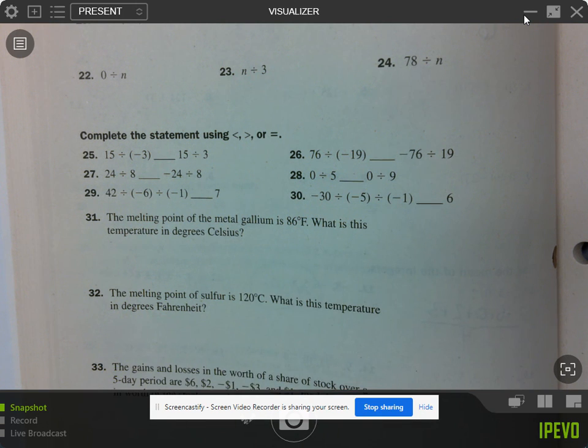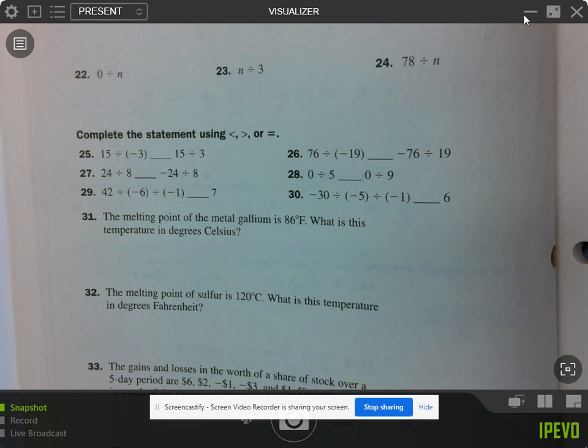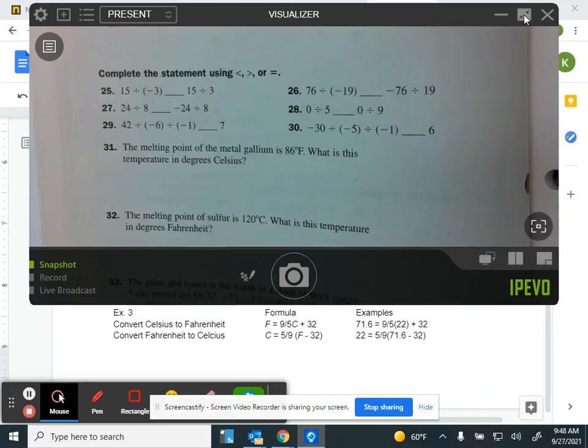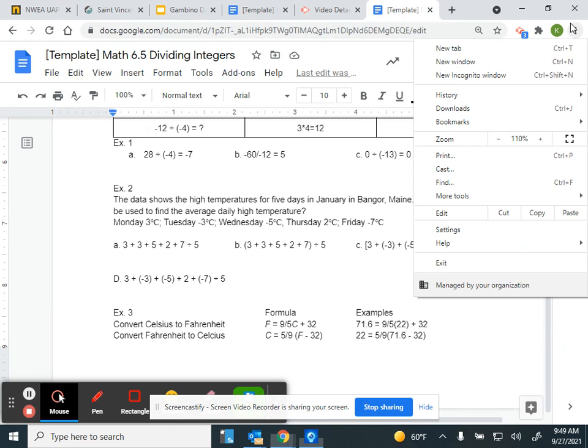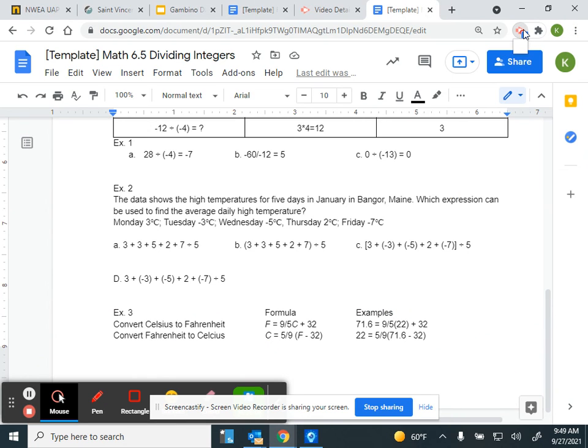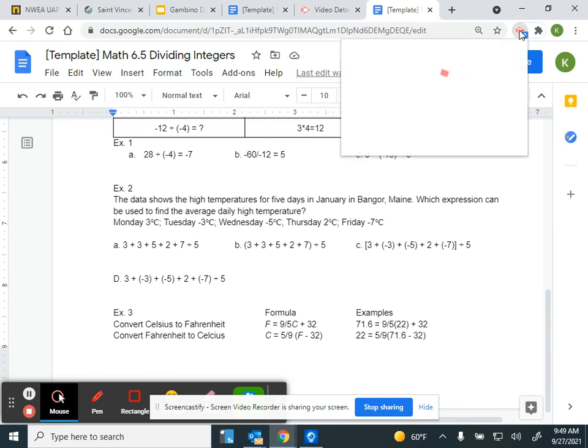And then you're going to work on those word problems. We have time in class to work on this. So we're going to work calm and quiet.